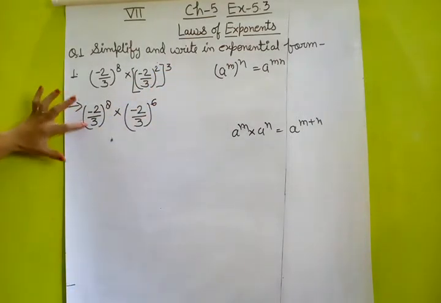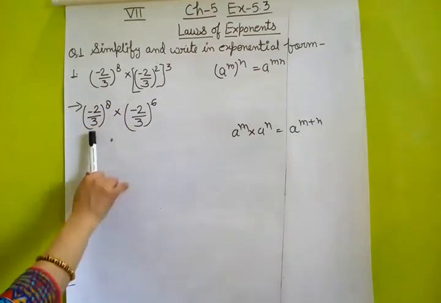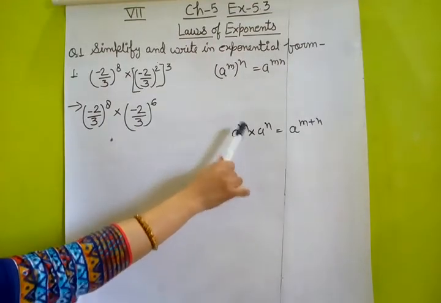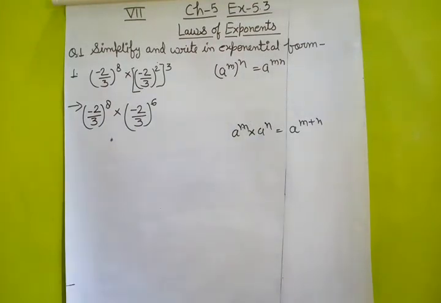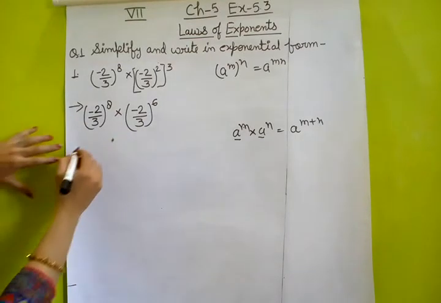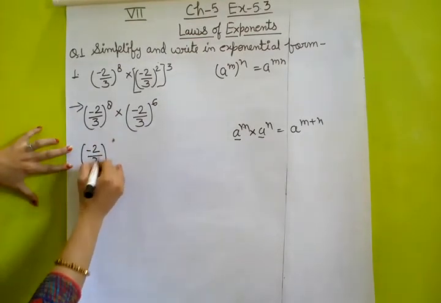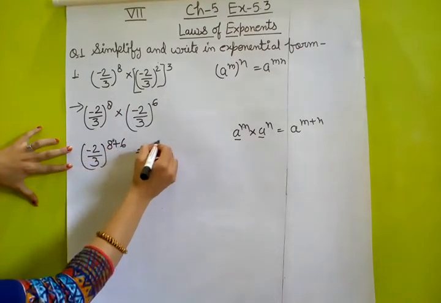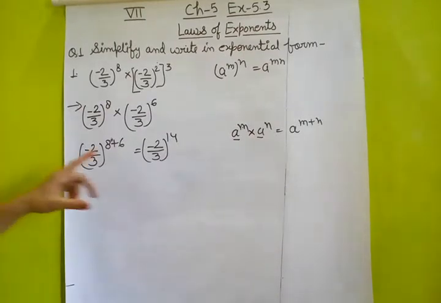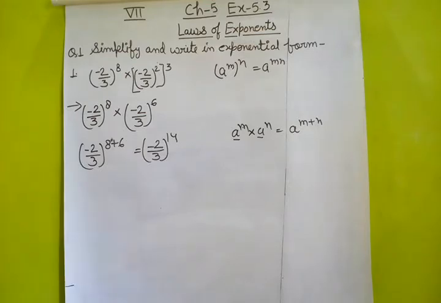Now you can say minus 2 upon 3 and minus 2 upon 3, bases are same and powers are different, like this law: a power m multiply a power n. So what we can do? a power m plus n, because here also bases are same. So minus 2 upon 3 and power will be 8 plus 6, and your answer will be minus 2 upon 3 power 14. No need to solve this power because it will be very calculative. So minus 2 upon 3 power 14 is your answer.